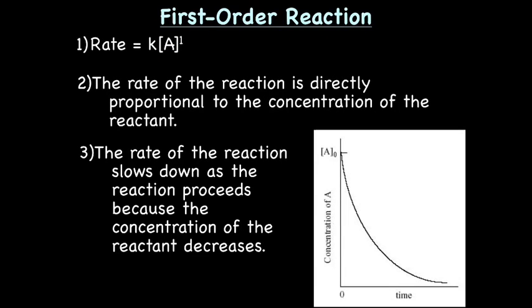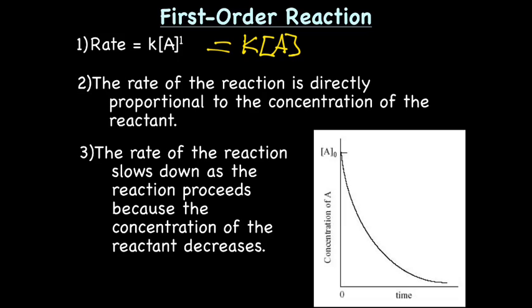All right, then we have first order reaction, and in this case, the rate law is rate equals K, concentration of A to the 1. If you would like, you could rewrite that as K times the concentration of A. The rate of the reaction is directly proportional to the concentration of the reactant. So if you start with less reactant, the reaction is going to be slower. If you start with more reactant, the reaction is going to be faster.